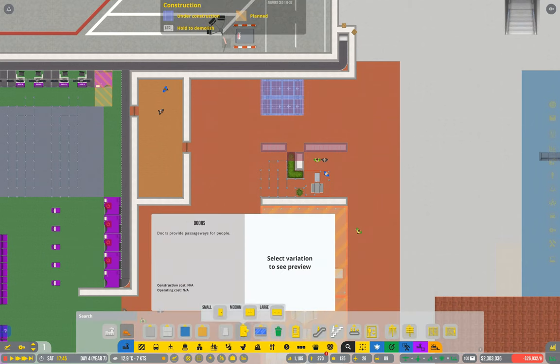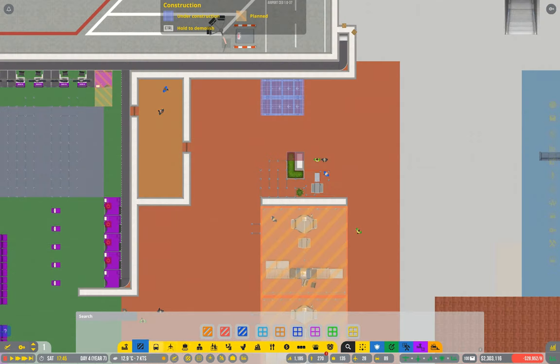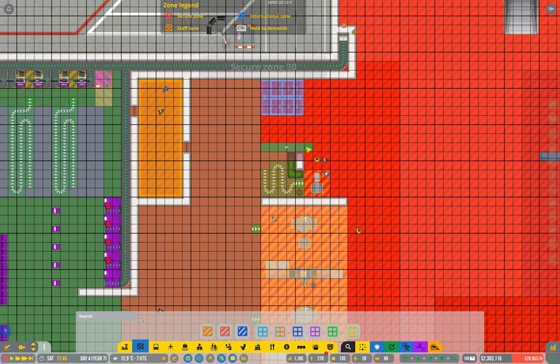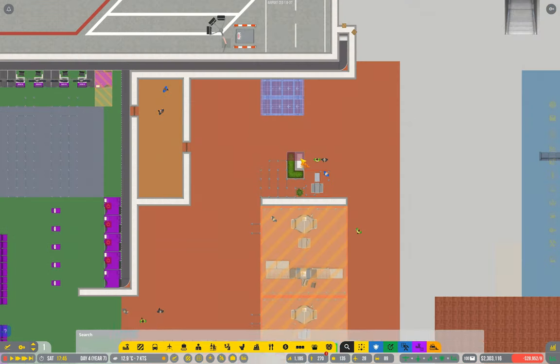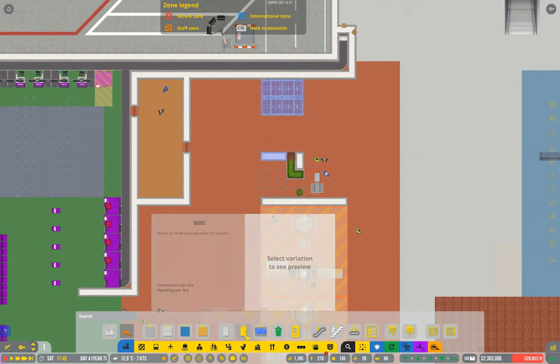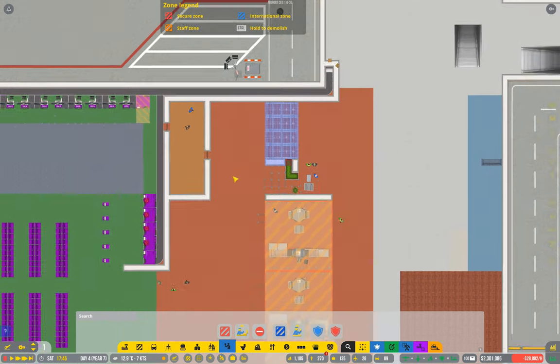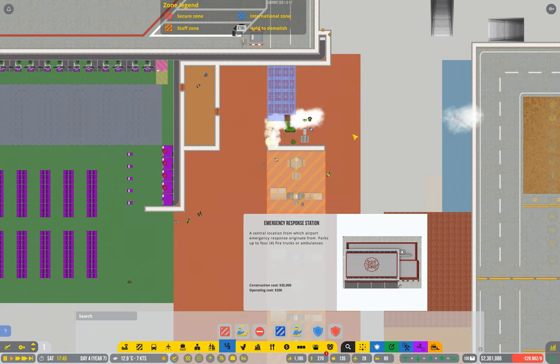And in fact, I'm going to get rid of that the cheating way. There we go. Because I don't want to wait around for the contractors to deal with that. Right, that square of wall can remain. I want to build wall through here and my security exit like so. Could have been worse. All right.